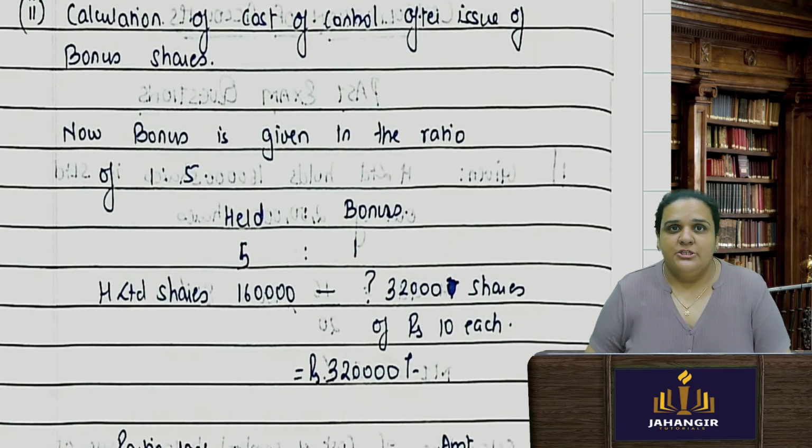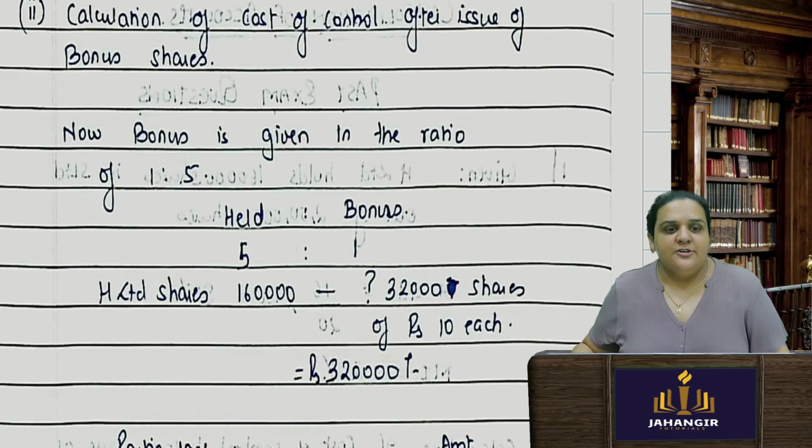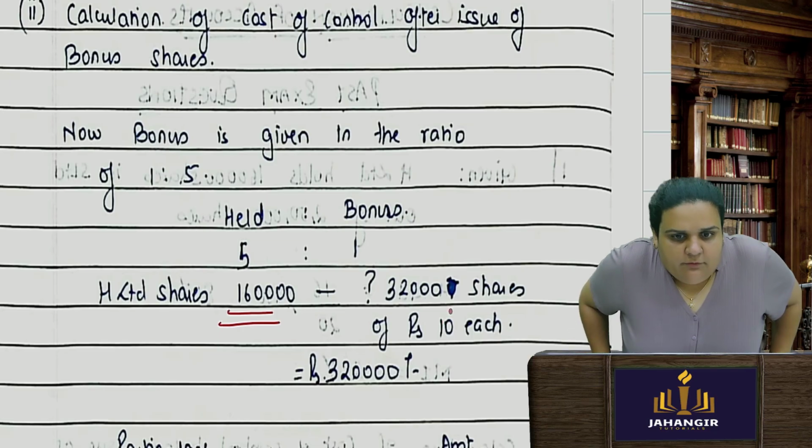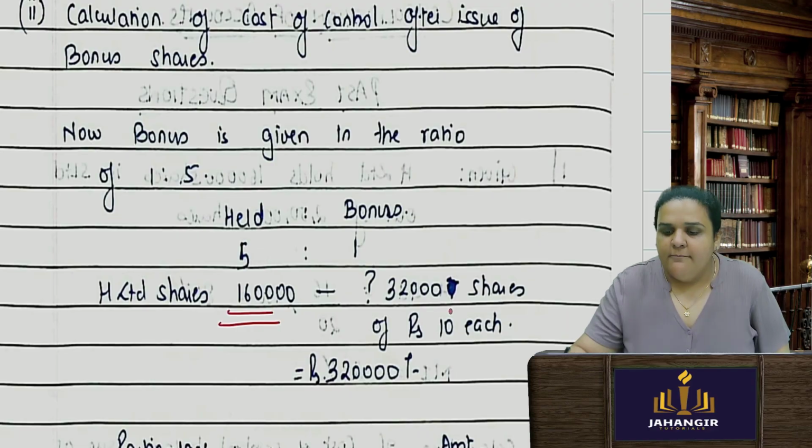Now, calculation of cost of control after the issue of bonus shares. First we will find how much bonus we are going to get. S Limited is giving us bonus. What is the ratio? You are going to get one bonus share for every 5 shares held. How many shares does H Limited have? We have 1,60,000. So, how many bonus shares are we going to get? 1,60,000 divided by 5.